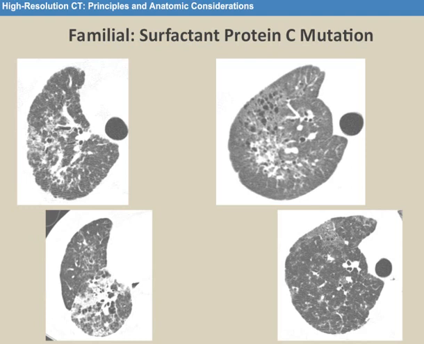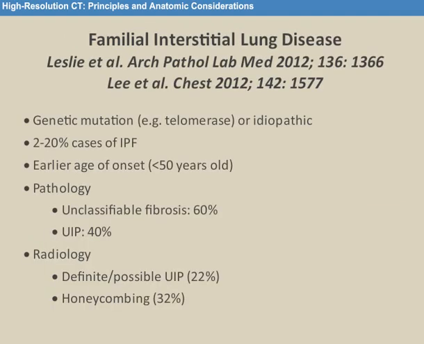Some have ground glass, some have cysts, some have reticulation, different distributions. And this is probably a relatively unrecognized cause of lung fibrosis. In fact, as many as 20% of cases of IPF may be familial or have some close relatives. These patients have close relatives with fibrosis, and they may present at a younger age than the typical IPF patients.